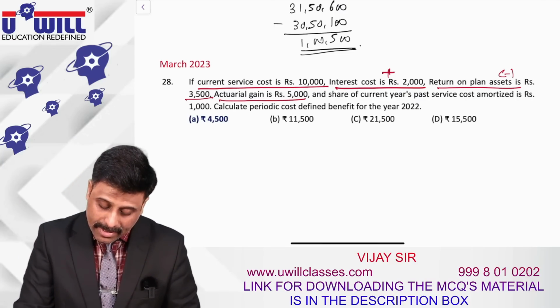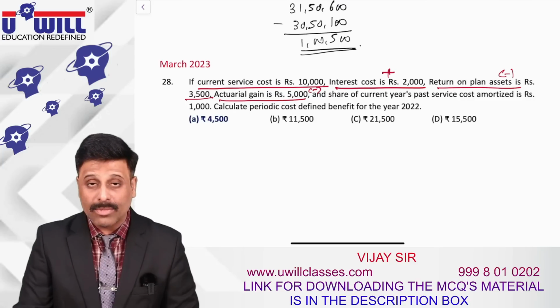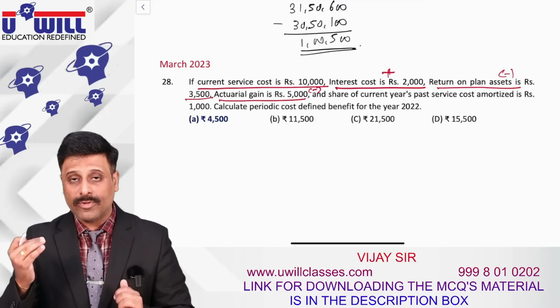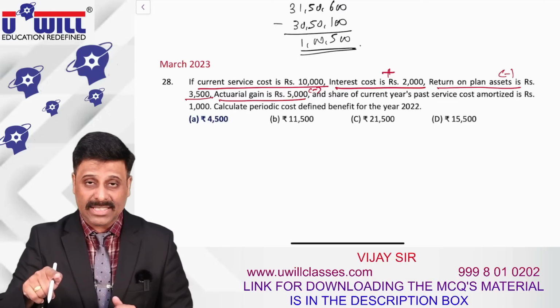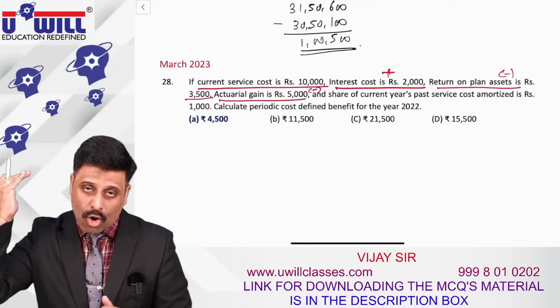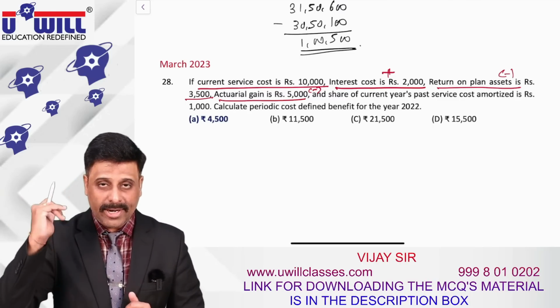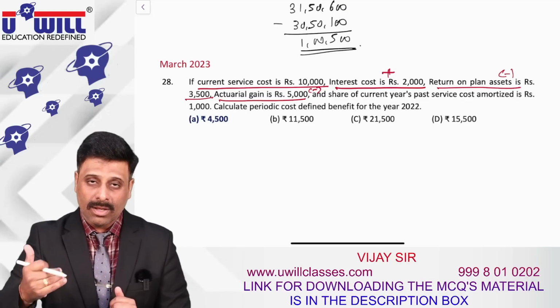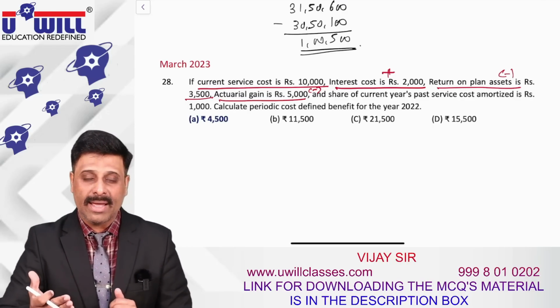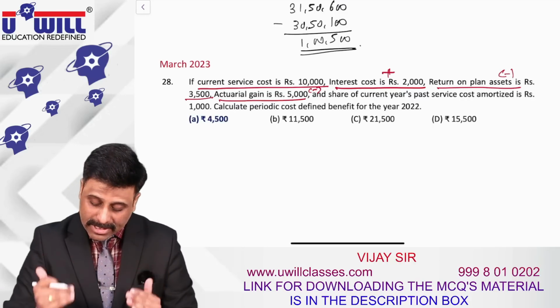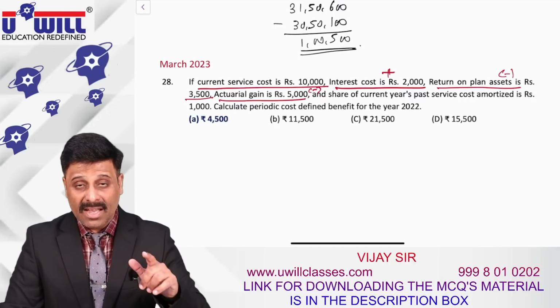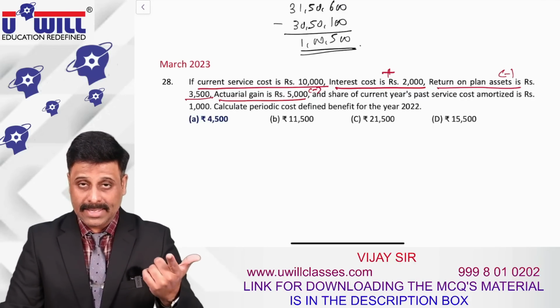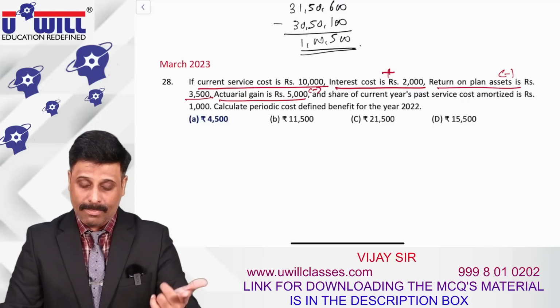Actuarial gain, again, this also we will minus because we have earned gain, means we earned more return. Actual return was more than expected return. So again, our cost will go down because actual return is more than the expected return. So we will have to invest less money, or we'll have to give less money to the employees because our return what we are getting is more. So this also will minus. If there is actuarial loss, you will plus. If there is actuarial gain, you will minus.